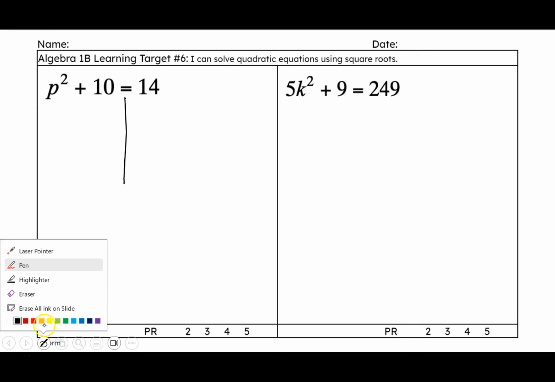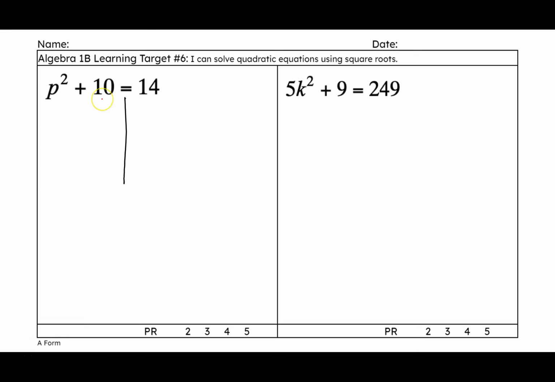And what I'm going to do, to get rid of plus 10, I'm going to do the additive opposite, which is minus 10. If I do minus 10 to the left, I had better do it to the right as well to keep things fair and nicely balanced. Plus 10 and minus 10 are opposites and cancel. The only thing that I have left now on the left is p squared. That will be equal to 14 take away 10, which is 4.